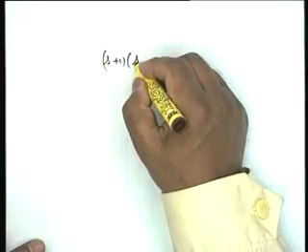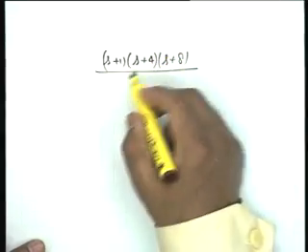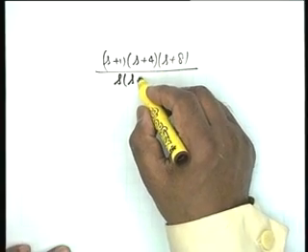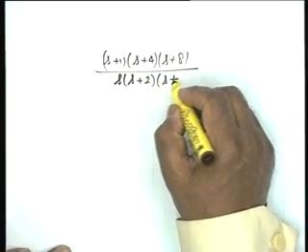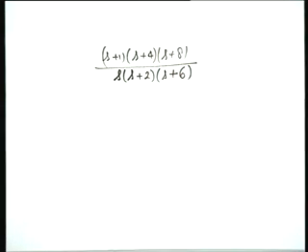Let us take some examples. Let us say (S plus 1)(S plus 4)(S plus 8) divided by S times (S plus 2)(S plus 6). The function is given. It is not said whether it is an impedance or an admittance. It is not said whether it is RC or not.